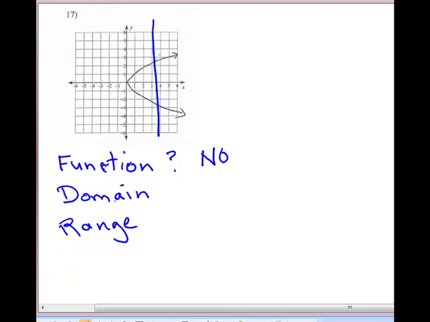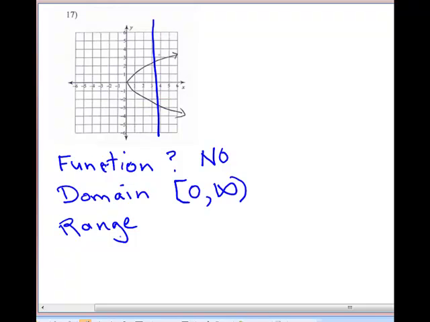For the domain, this is what can the x be? So looking across, where is the picture? Right, there is none of it on the negative side. So the leftmost point of the picture is at 0. So for our domain, we're going to start at 0 and we'll include 0. Now, there is no restriction on it going to the right. You have arrows, so it's going to continue. So that will go to positive infinity.